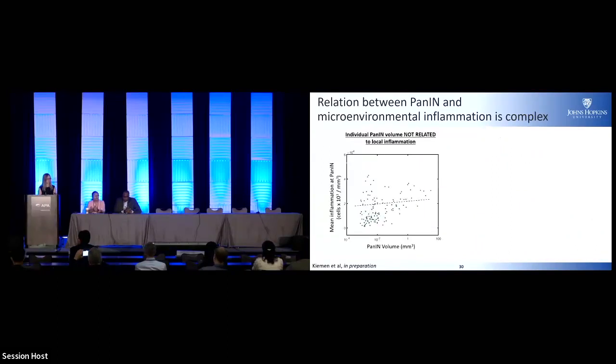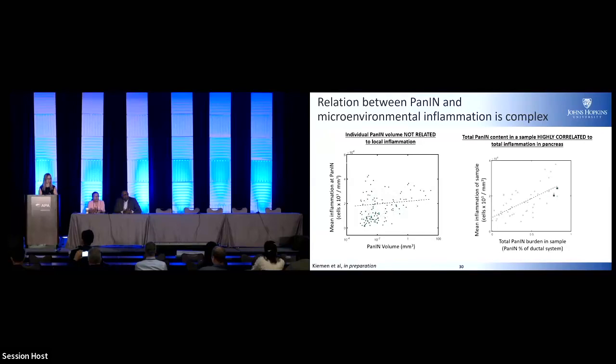The last finding I want to show with the inflammation is that if we look at the individual Pannin level, we see no link between each of these dots as one Pannin, between an individual Pannin's volume and the amount of local inflammation. But if we zoom out and we look on a global scale, each of these dots now is one human sample. The x-axis is how much Pannin does that sample have, what's the global Pannin content. This links highly to global inflammation. So inflammation in Pannin is not something local, it's something global. And this links back to the cycle of inflammation causing Pannin, Pannin causing ADM, causing inflammation, and so on.